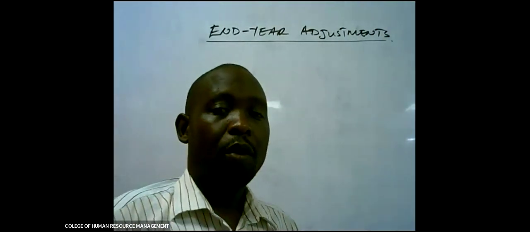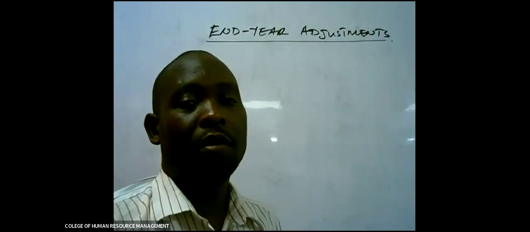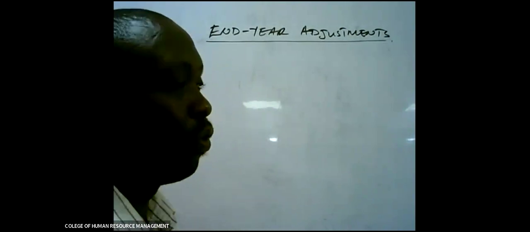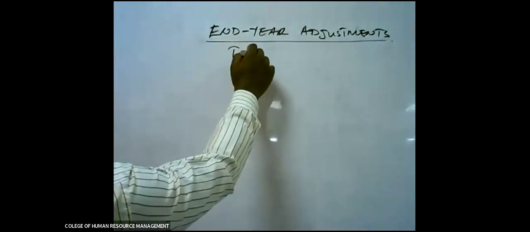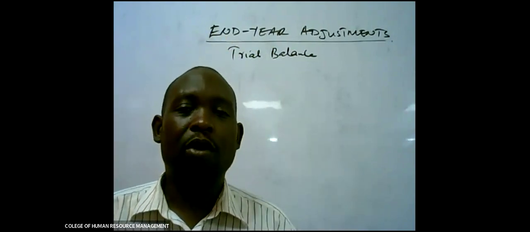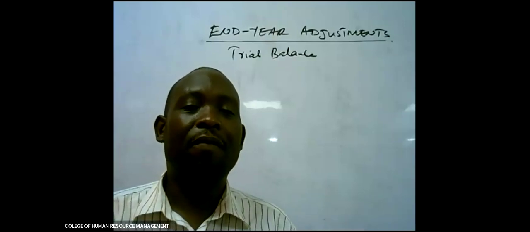The end year adjustments. When we were doing the ledger accounts, we used to prepare those ledger accounts, balance them, and then use those balances in extracting what we call the trial balance. We used to prepare the ledger accounts, those key accounts, and balance them. Then, from the balance brought down, we prepared the trial balance. The accounting cycle requires that the trial balance should be used to prepare the final accounts.